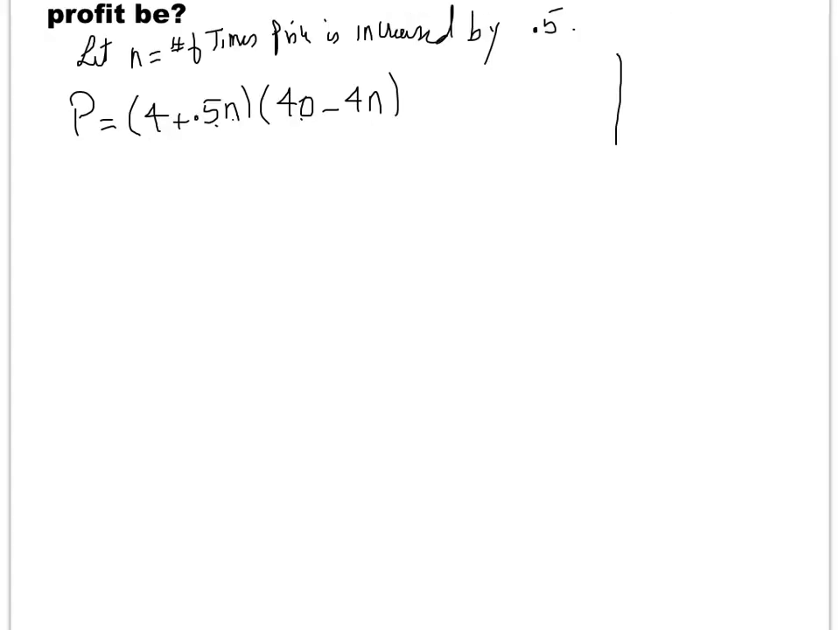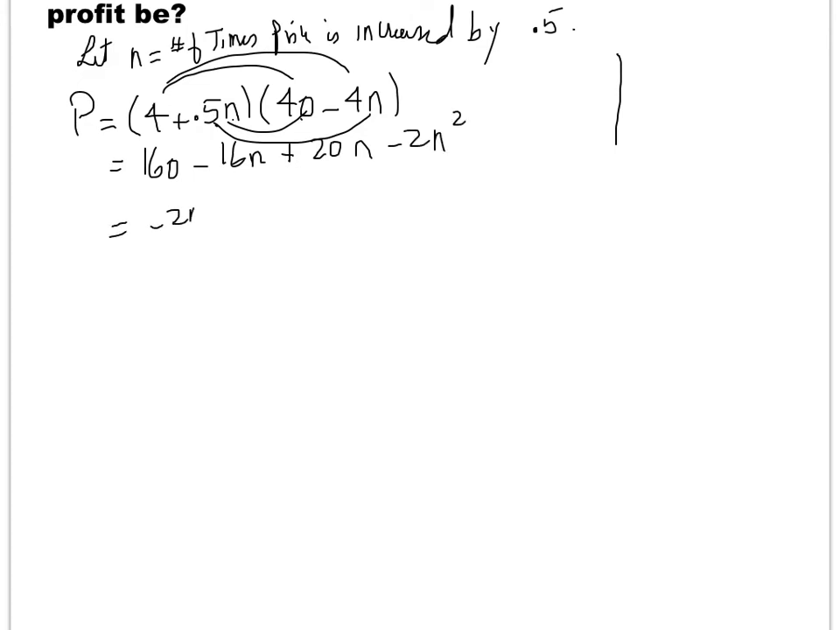So let us expand this function. We are going to have 4 times 40, which is 160. 4 times negative 4n gives me negative 16n. 0.5n times 40 gives me plus 20n, and 0.5n times negative 4n gives me negative 2n squared. 20n minus 16n gives me 4n, plus 160.